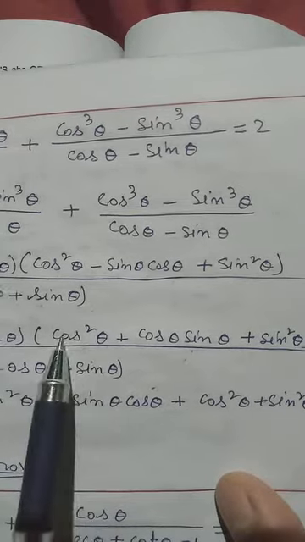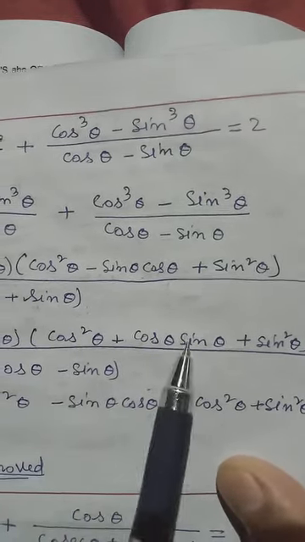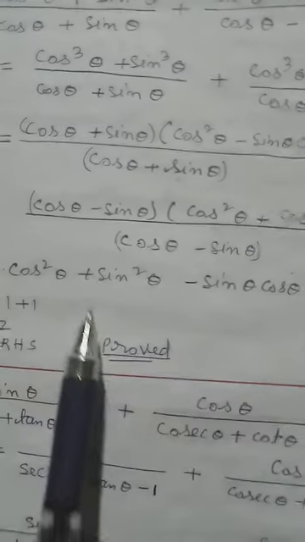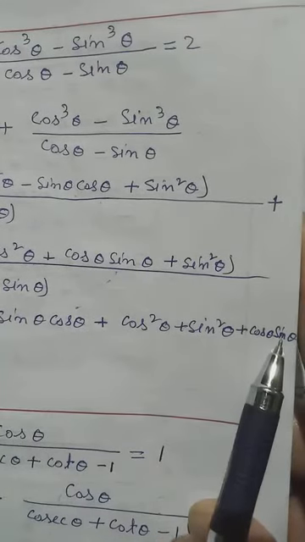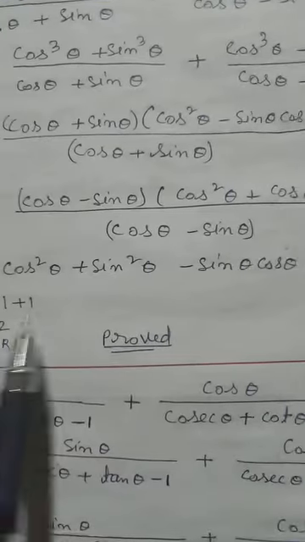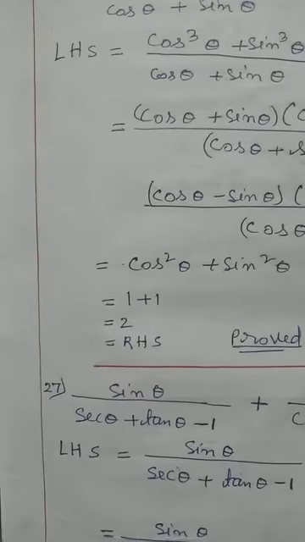Second part also, cos square plus sine square, we get 1, equal to 1 plus cos theta sine theta. Then if we compare from both, minus sine theta cos theta plus cos theta sine theta, we can cancel. So we are left with 1 plus 1, which is equal to 2, equal to the right hand side.